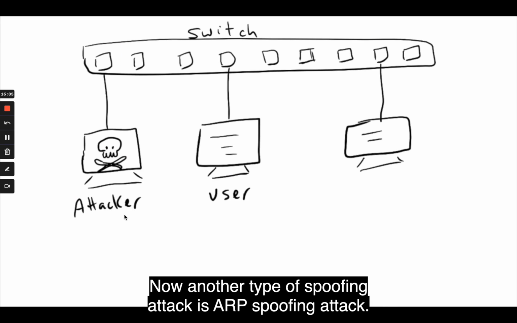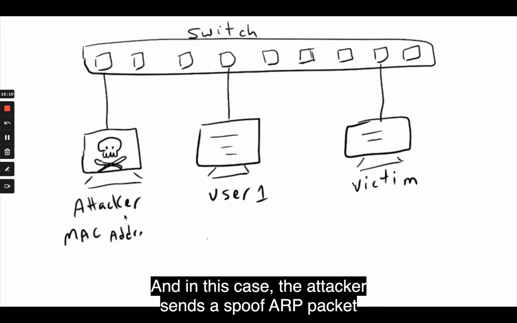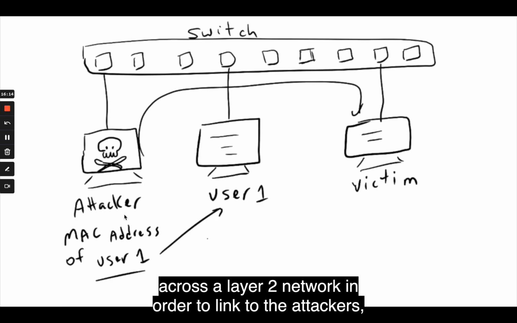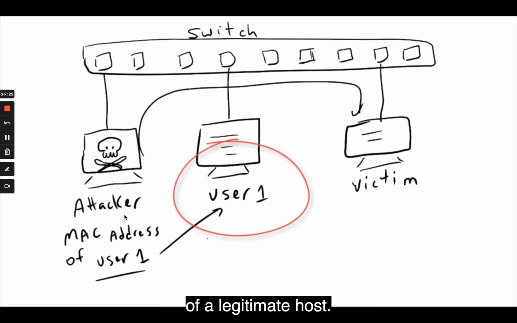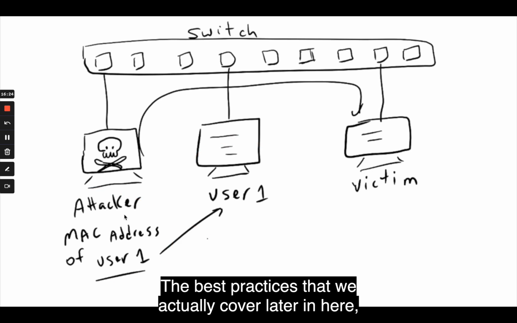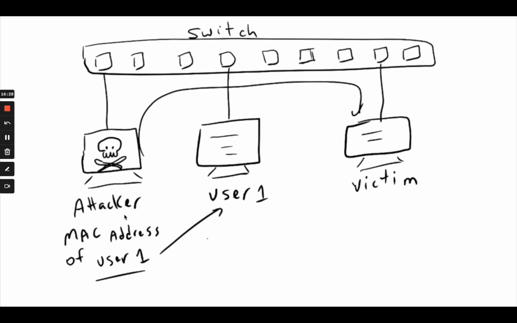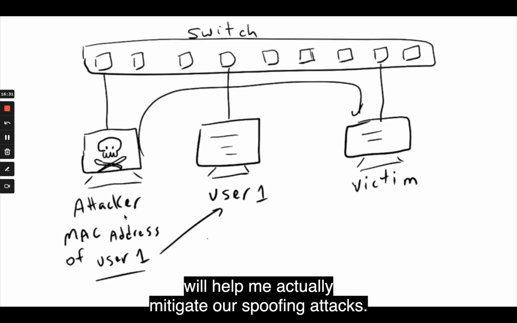Now, another type of spoofing attack is an ARP spoofing attack, in which the attacker sends a spoofed ARP packet across a layer 2 network in order to link the attacker's MAC address with the IP address of a legitimate host. The best practices that we cover later in here will help mitigate ARP spoofing attacks.